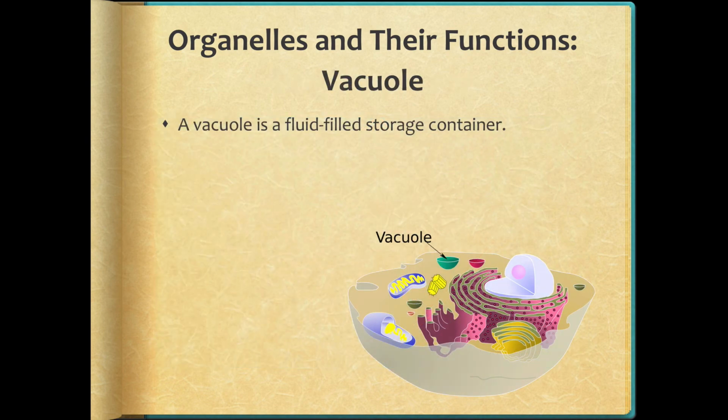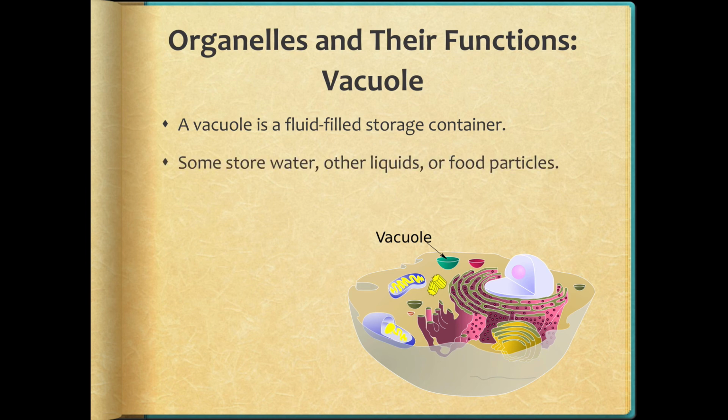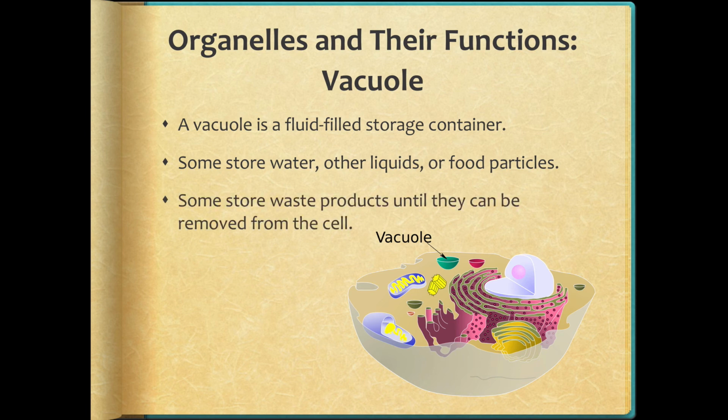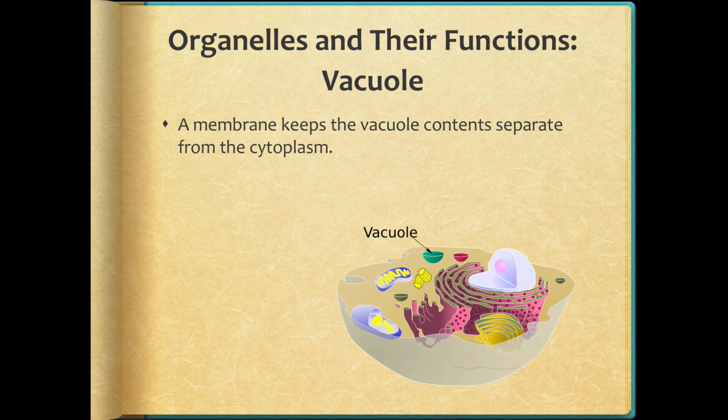A vacuole is a fluid-filled storage container. Some vacuoles store water, others liquids, or even food particles. Some store waste products until they can be removed from the cell. A membrane keeps the vacuole contents separate from the cytoplasm. So in other words, whatever that vacuole is storing, it's not going to get into the rest of the cell.